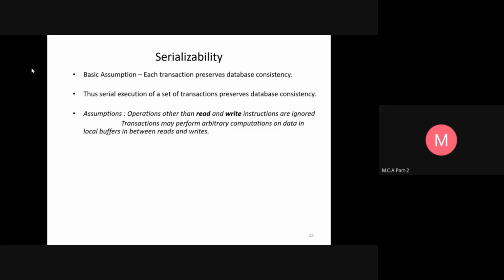Thus, the significant operations of a transaction from the point of view of scheduling are only the read and write instructions. All the commits and aborts are there, but initially we will only look at reads and writes. Later on, we will see what happens when commits and aborts are there in the instructions.